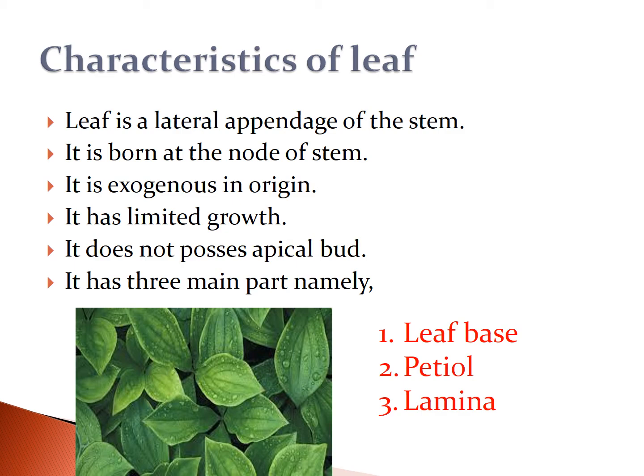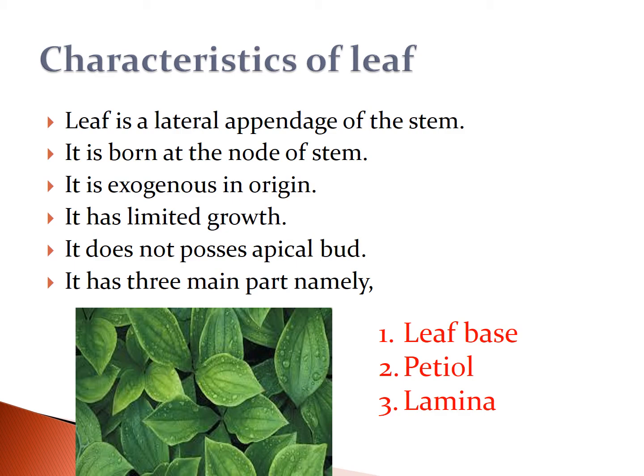Again I said, leaf is a lateral appendage of the stem. It's born at the node of the stem. Each and every leaf comes from the node of the stem only. It is exogenous in origin. Exogenous means well developed origin. It has limited growth. It does not possess an apical bud.